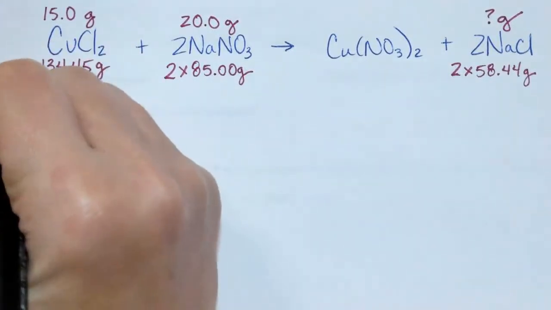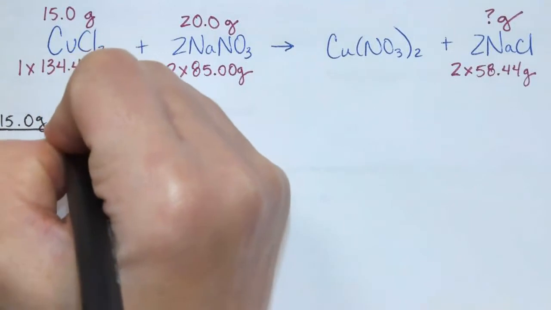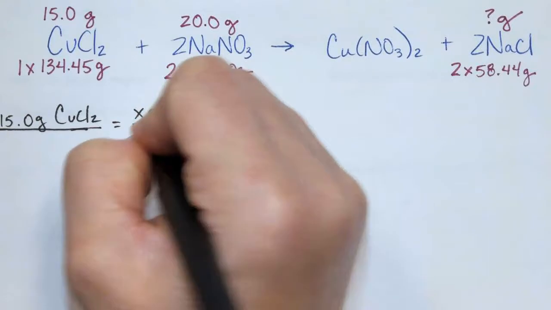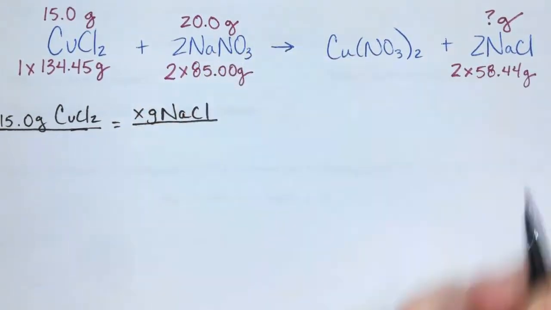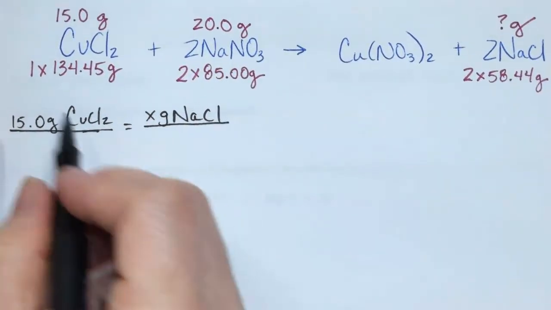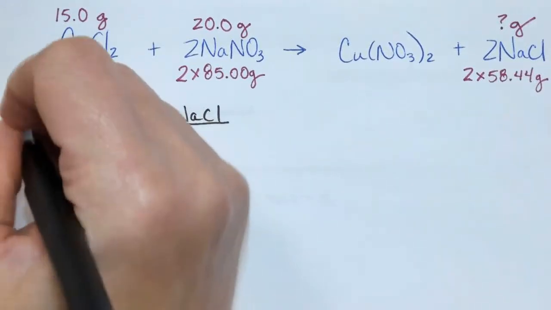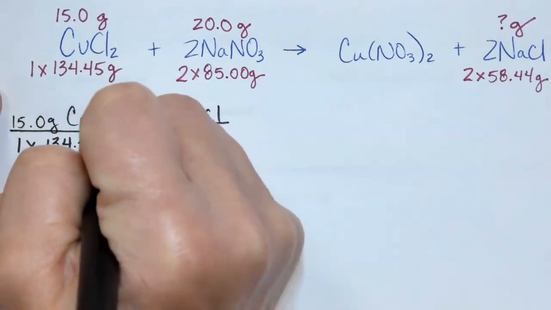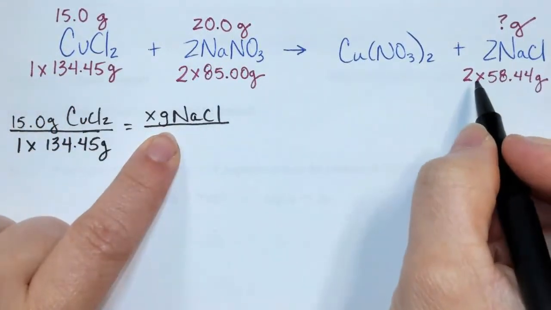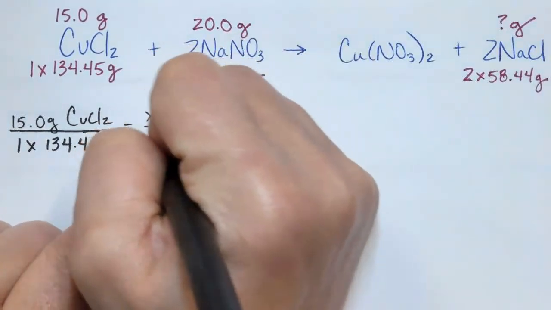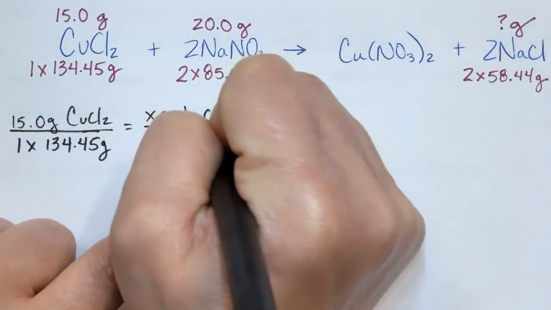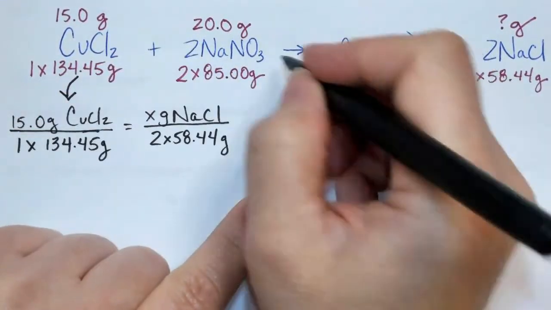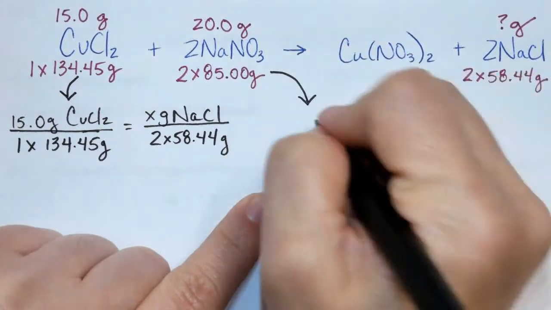So I'll start with 15.0 grams of CuCl2 equals X grams NaCl. And then underneath, we're going to put our coefficient, 1 times the mass, 134.45 grams. And then here, it's going to be the coefficient 2 times 58.44 grams. That's my first proportion. That comes from this.